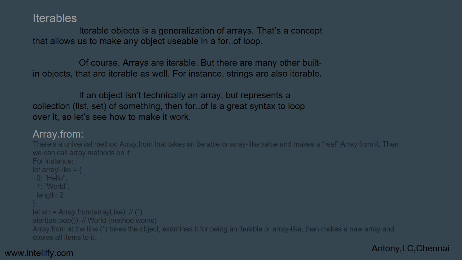Array.from. There is a universal method Array.from that takes an iterable or array-like value and makes a real array from it. Then we can call array methods on it. For instance, here the given array-like object has 0 for hello and 1 for world, so the length is 2. Array.from takes an object, examines it for being iterable or array-like, then makes a new array and copies the items into it. So this is where iterables are used, and this is what the Array.from function does.